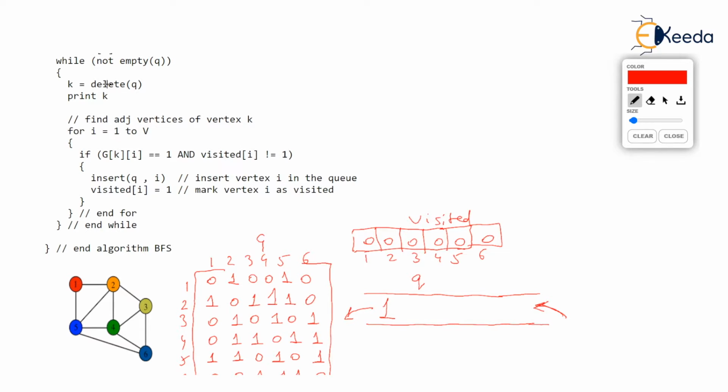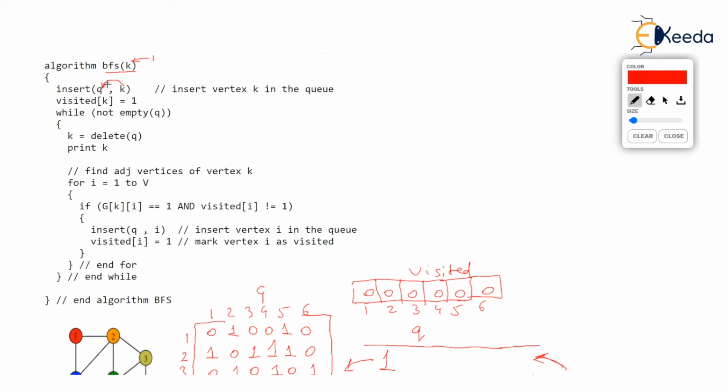The next line, after inserting the initial vertex k in the queue, we mark that kth vertex as visited, that is visited 1. Remember k is 1, visited 1 becomes 1. Hence, the first element of visited has been marked as 1. So in the picture, we are going to tick vertex 1. Surprised everyone, you should be.